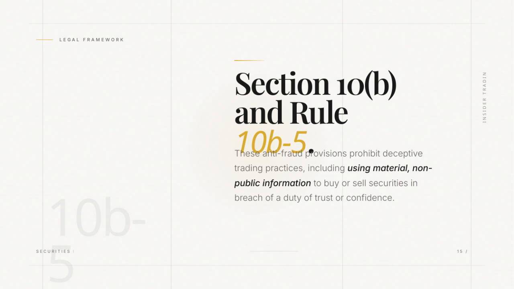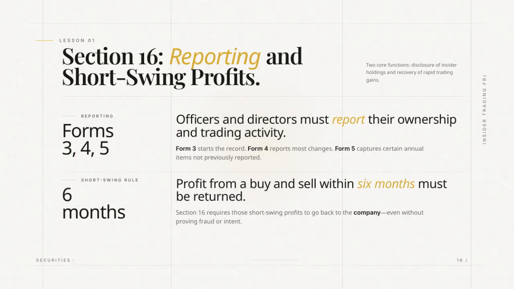Understanding these rules is crucial because they form the foundation of the regulations that aim to prevent insider trading and protect investors. In this section, we're focusing on the key aspects of Section 16, which governs reporting and short-swing profits in insider trading. There are two core functions here: ensuring insiders disclose their holdings and trading activities, and recovering quick profits made from buying and selling their company's stock within a short period.